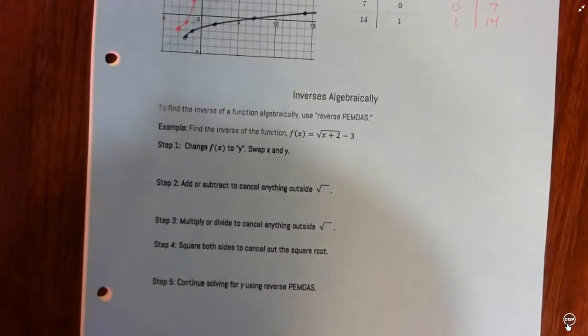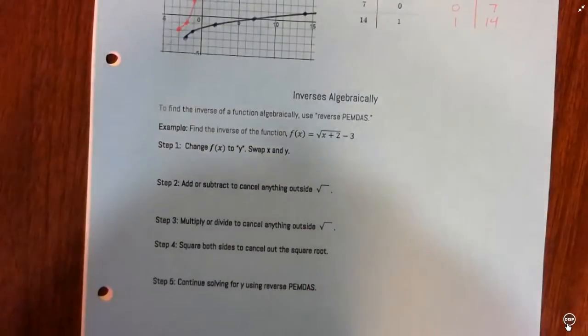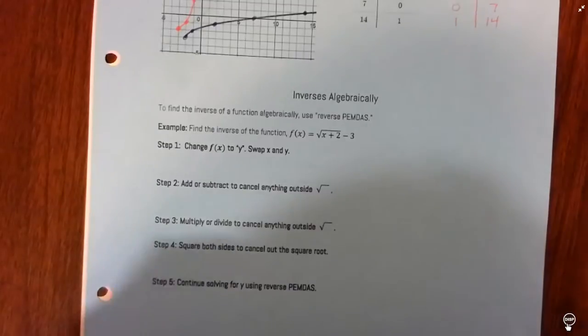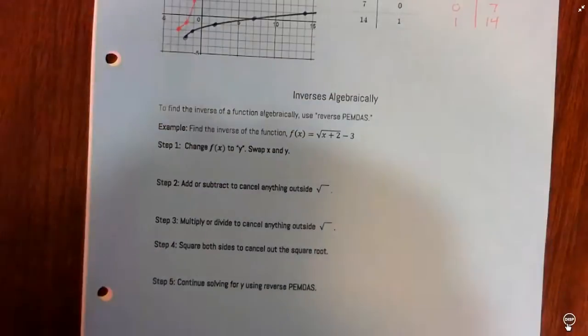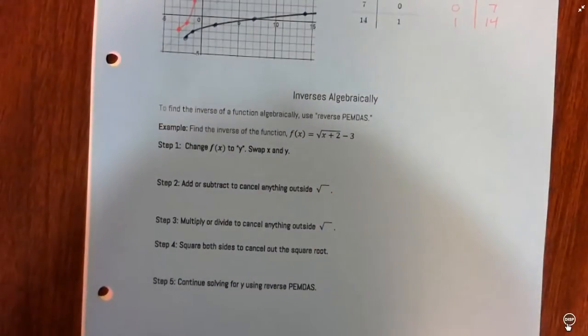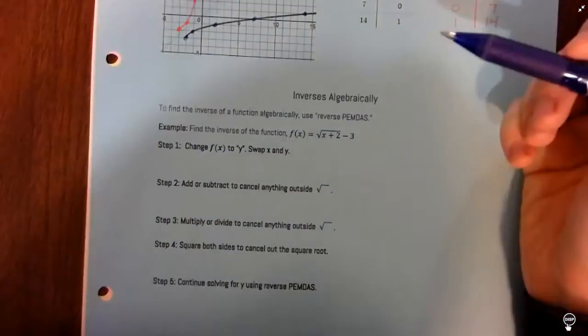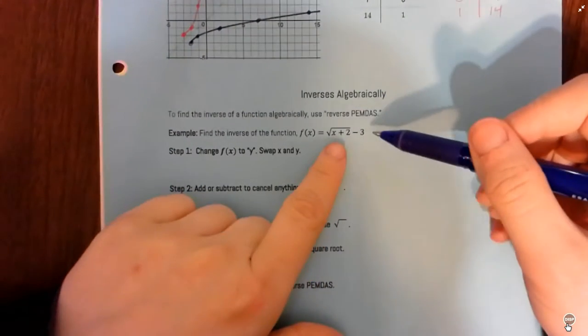All right, so algebraically, we're just basically doing reverse PEMDAS. So, with a twist, I guess. So I'm going to start with my example. I want to find the inverse of this function here. It's the same one as above.